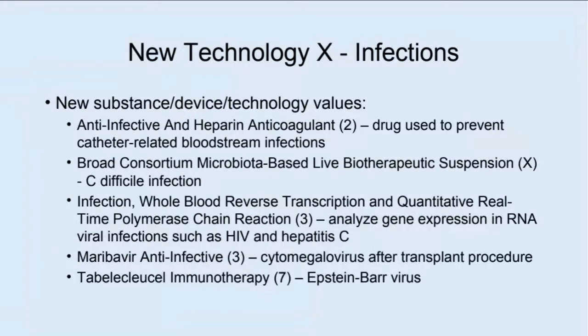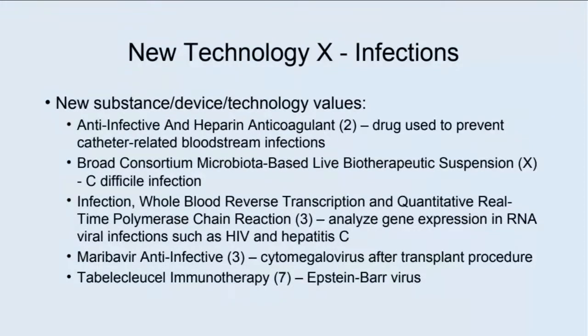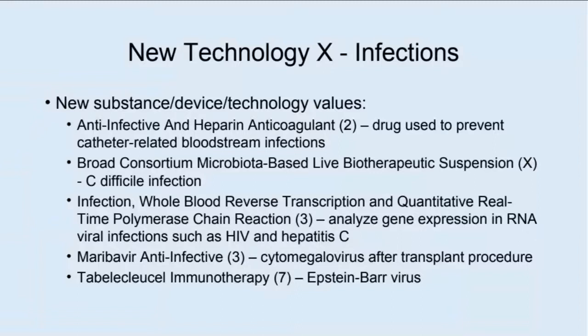Now, also in the new technology section are many new substances and some new devices for treatment. So I'm going to kind of group all of these together. Some of them are introductions, some of them are infusion procedures, but I'm just going to group all of these together just to let you know what we have. So we have a drug used to prevent catheter-related bloodstream infections. We have one to treat C. diff infection, one to analyze gene expression for infections such as HIV and hepatitis C, cytomegalovirus after transplant, and Epstein-Barr. Those are for infections.